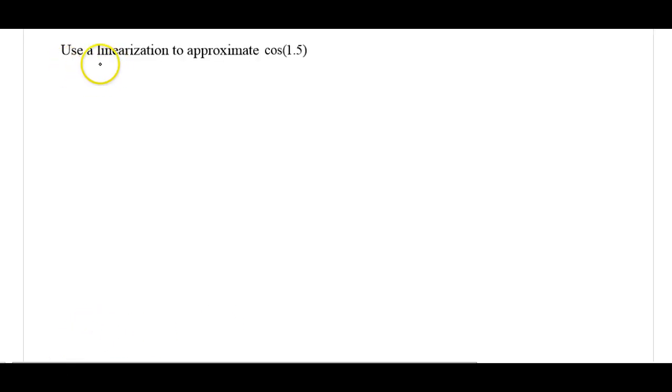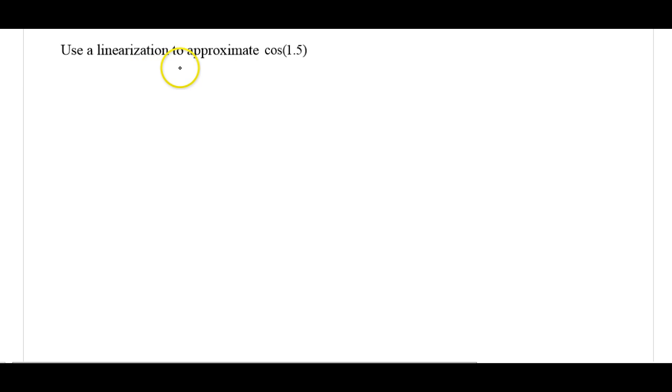For a second example, we want to use a linearization, or again, a tangent line approximation, to approximate cosine of 1.5. We definitely right now cannot solve something like this without a calculator. We only know how to substitute values that exist on the unit circle, and 1.5 is not on the unit circle. But 1.5 is pretty close to pi over 2. That's the number I should be thinking about, of course pi being about 3.14, and if I divide 3.14 by 2, that's pretty close to 1.5.